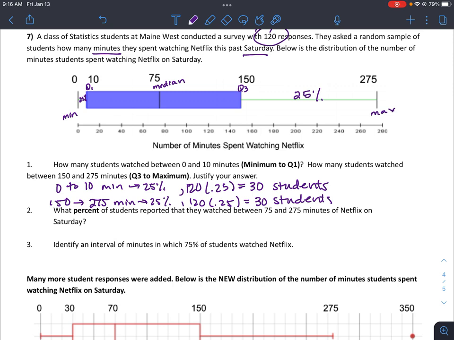Okay, number 2, what percent of students reported that they watched between 75 and 275? All right, so starting at 75, which is 25% of the data, to Q3, and then another one, so from 75 to 275, that's 50% of the data. So that's 120 times 0.5, or half of 120, which is 60 students. Oops, sorry. Back that up. It just asked what percent, didn't it? Make sure you read. There we go. This is 30%, and it said what percent. There we go.